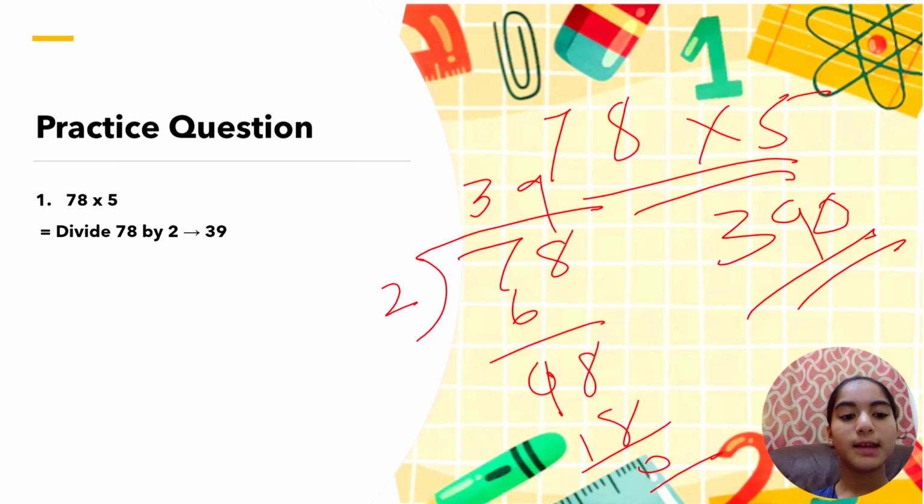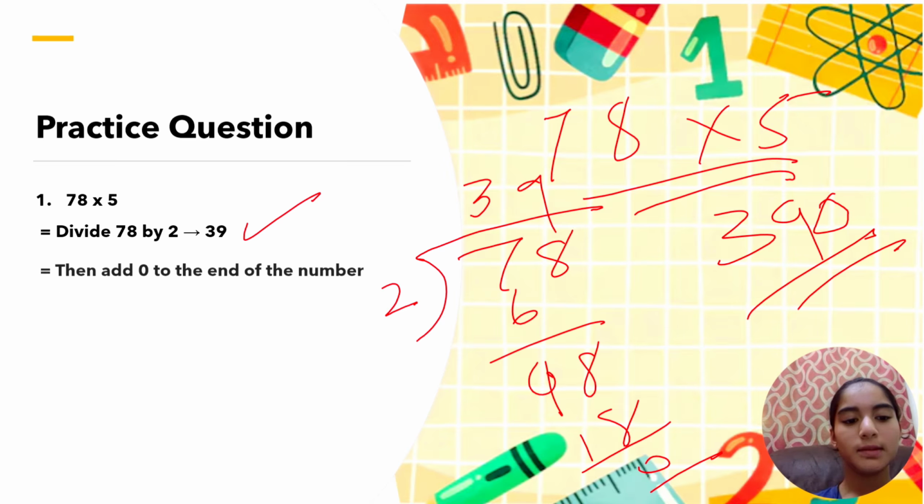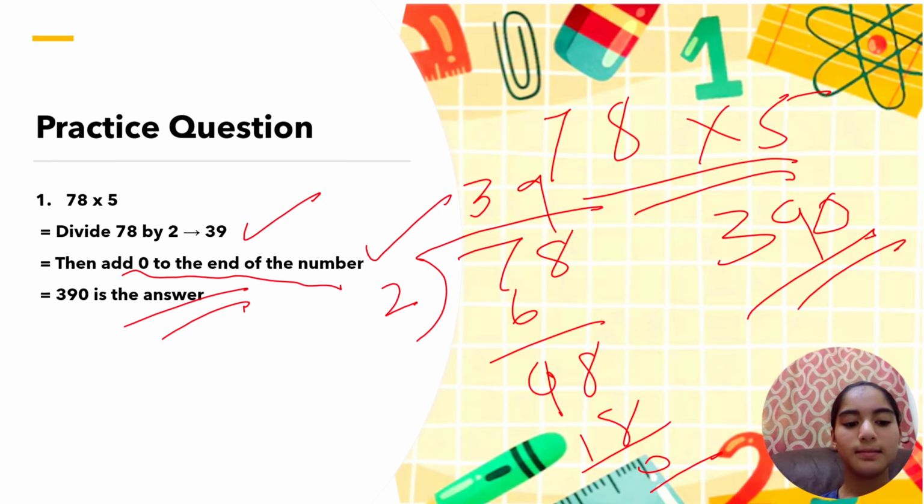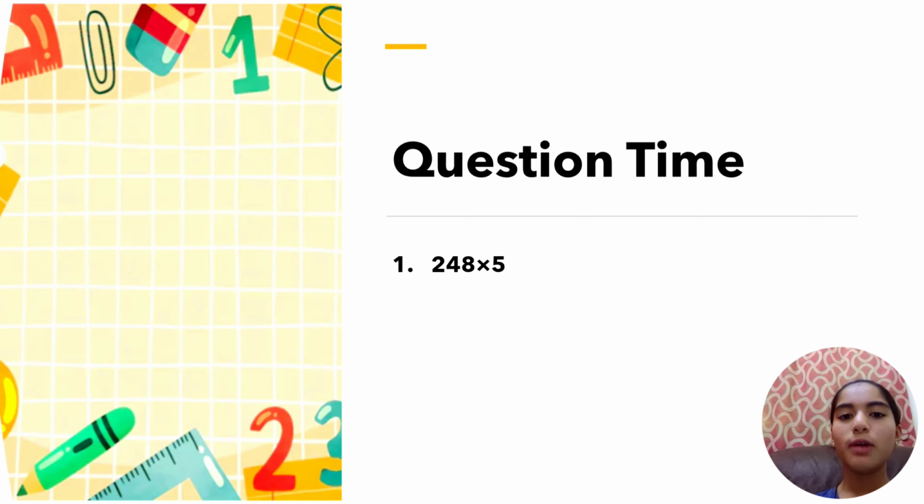Let's check it. Divide 78 by 2. We did this step. Then add 0 to the end. Check. 390 will be the answer. One more question. 248 into 5. You may pause the video if you want.